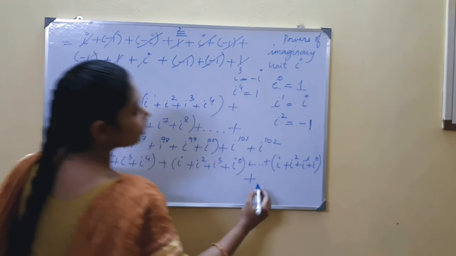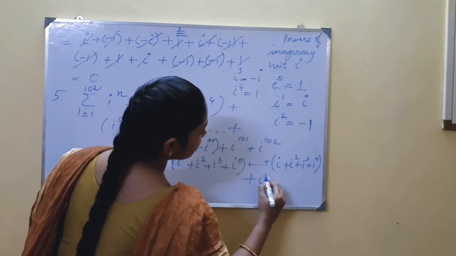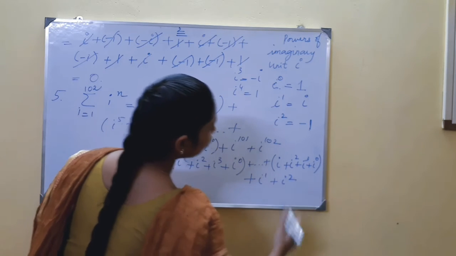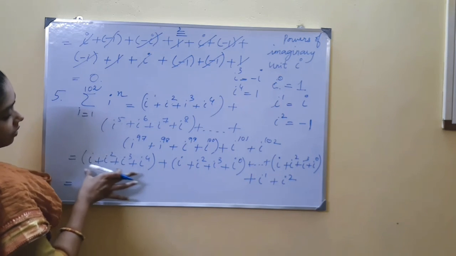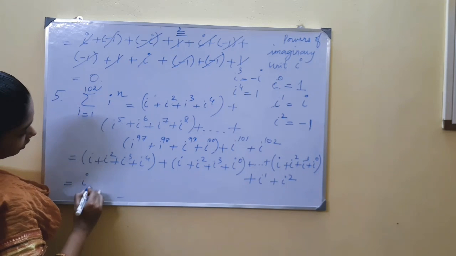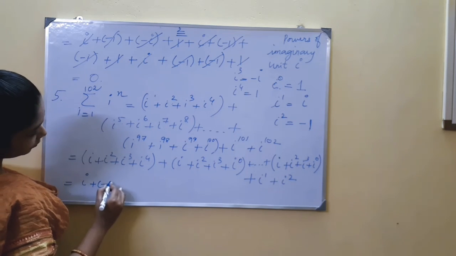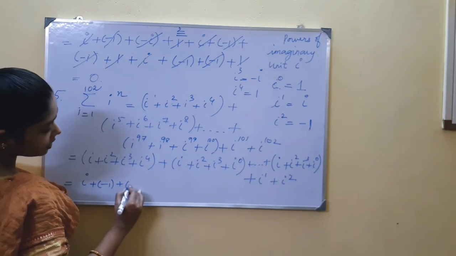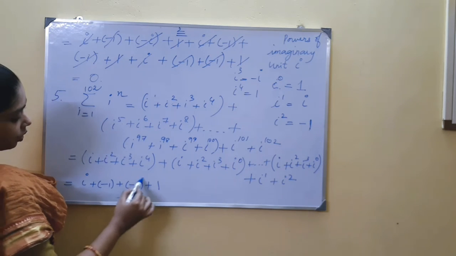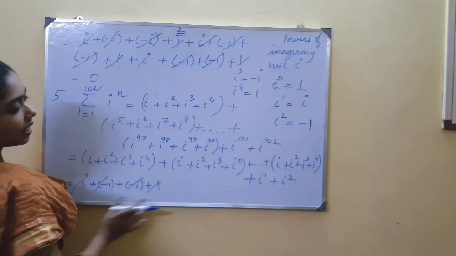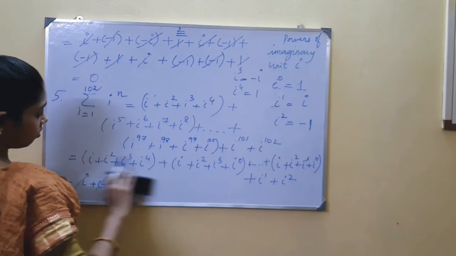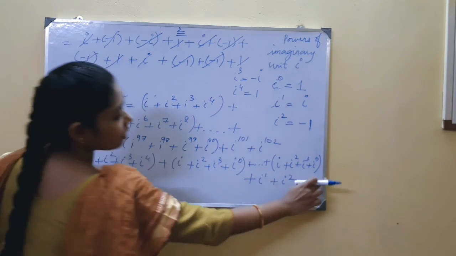What is i to the power 101? It is i to the power 1. And for 102, dividing by 4 the remainder is 2. Now what is the value up to here? i, i squared is minus 1, i cubed is minus i, and this is 1. If you cancel these, what will you get? 0. This is the same up to here, so everything up to here is 0.